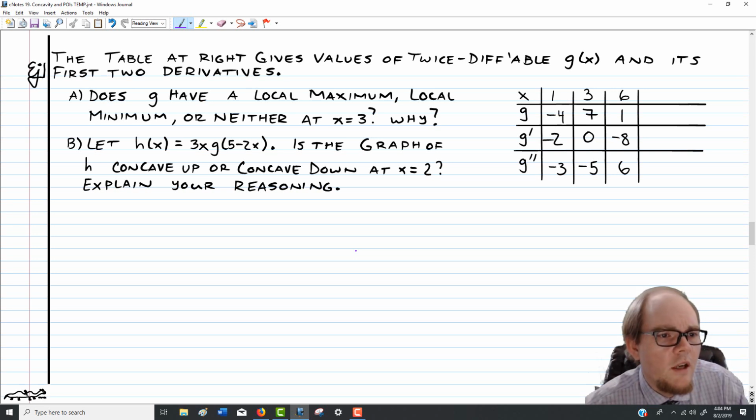So in our situation here, the table at right gives values of twice-differentiable g of x and its first two derivatives, presumably g prime and g double prime. The first question asks, does g have a local maximum, local minimum, or neither at x equals 3?